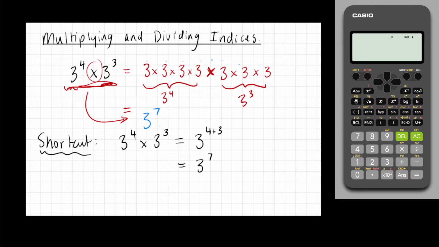Now, this only works if you have the bases the same. So in this particular case, I had a 3 to the power of 4 and a 3 to the power of 3, so they were both 3s. Okay, if I had 3 to the power of 4 times 2 to the power of 3, then you cannot do this. It has to be the same base, okay?